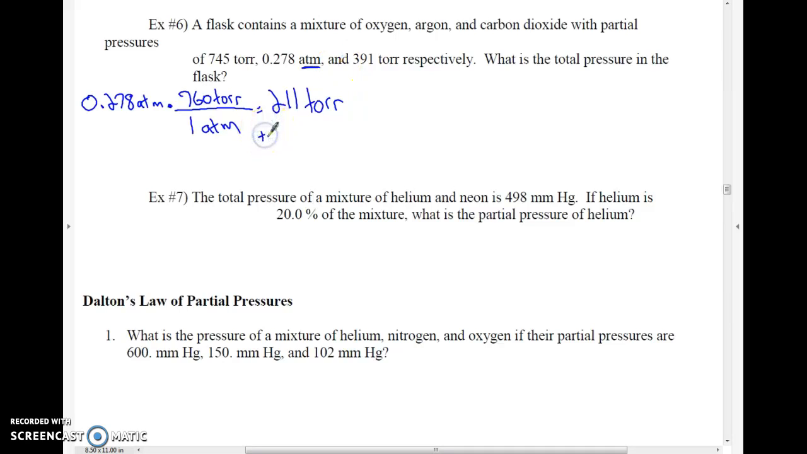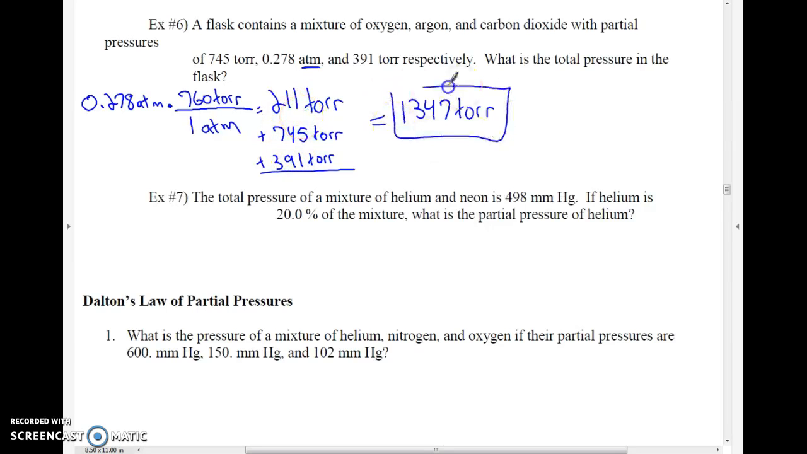We have 745 torr, and we have 391 torr given in the problem. You add all of that up, and it's going to give you 1,347 torr. Now, I started off doing a multiplication. You go by significant digits, so I had 3 significant digits, so I wrote my answer in 3. Now, when you add, you go by decimal places. Since these are all whole numbers, I'm just going to leave my answer here as a whole number. The total pressure would be 1,347 torr.